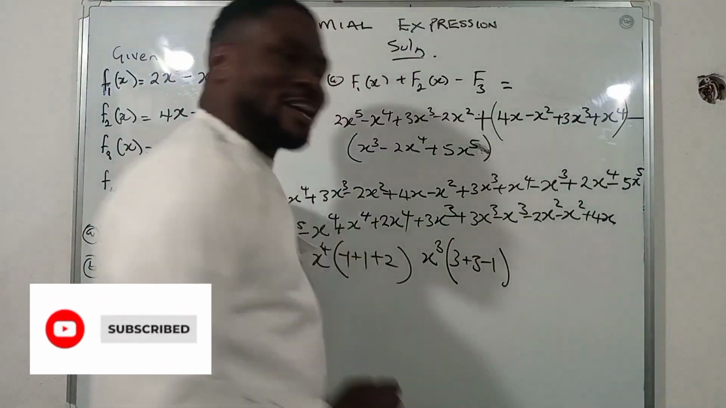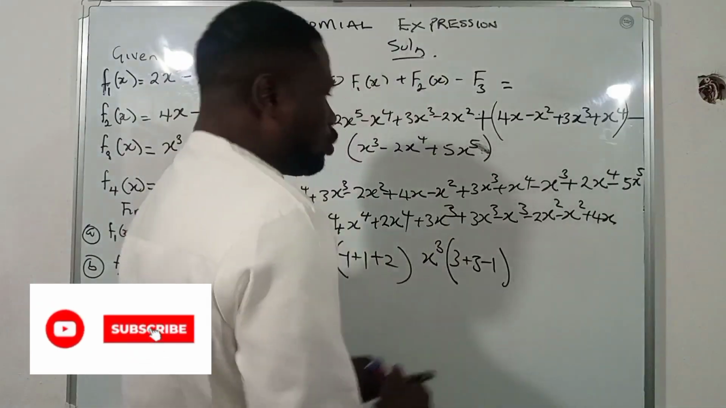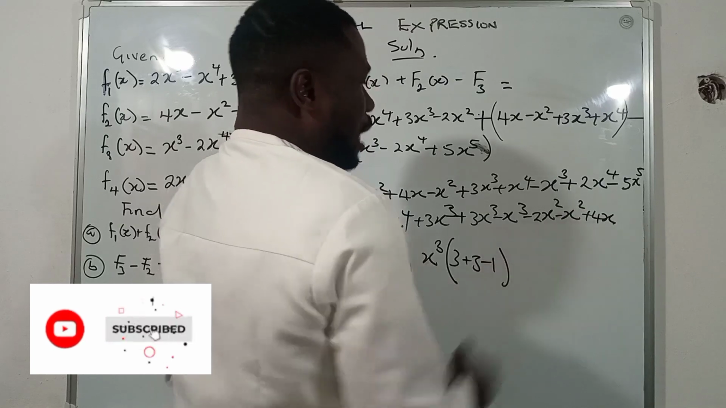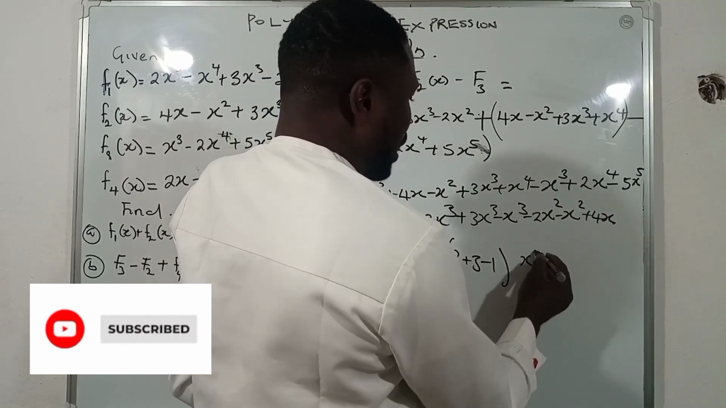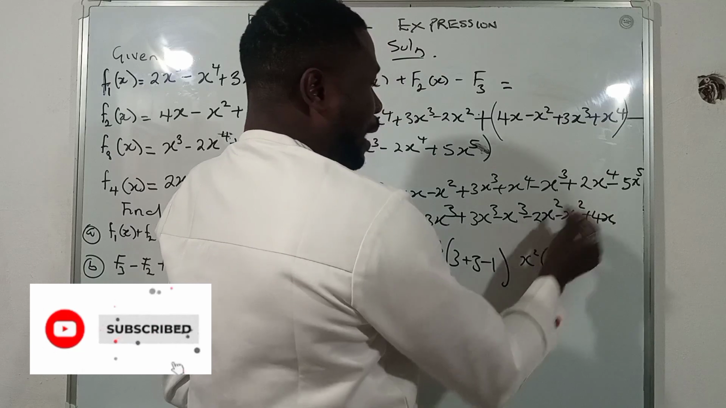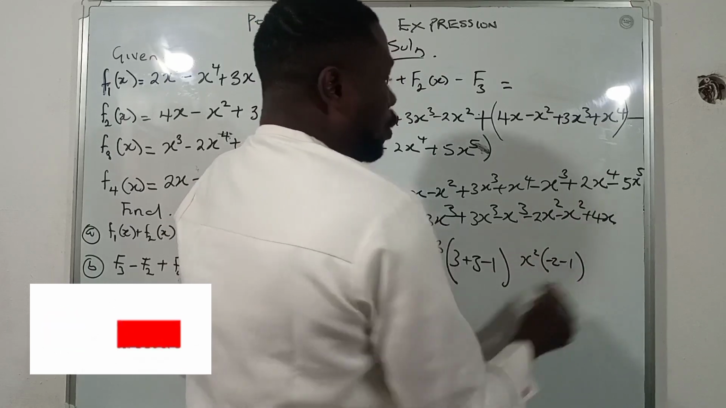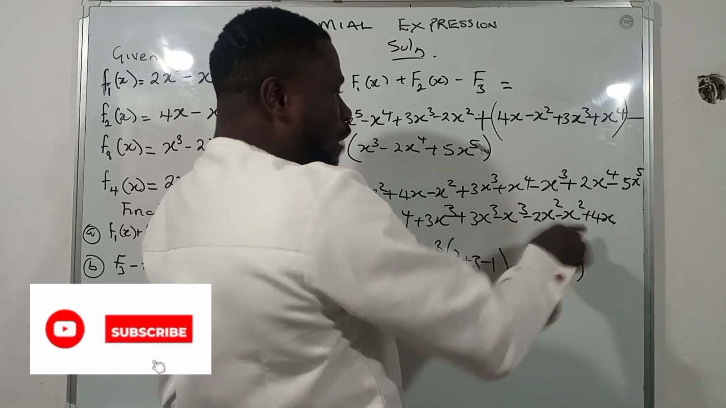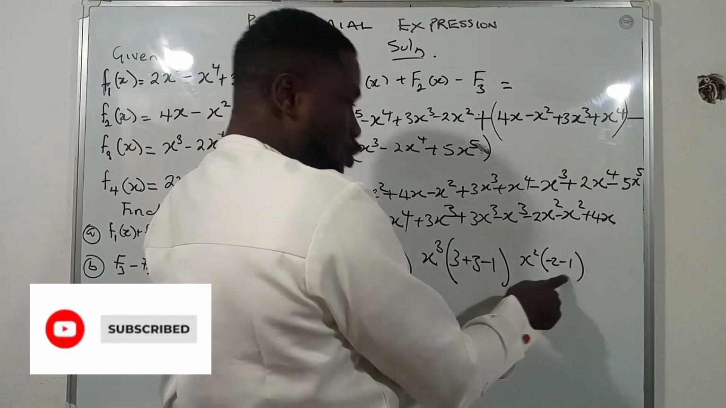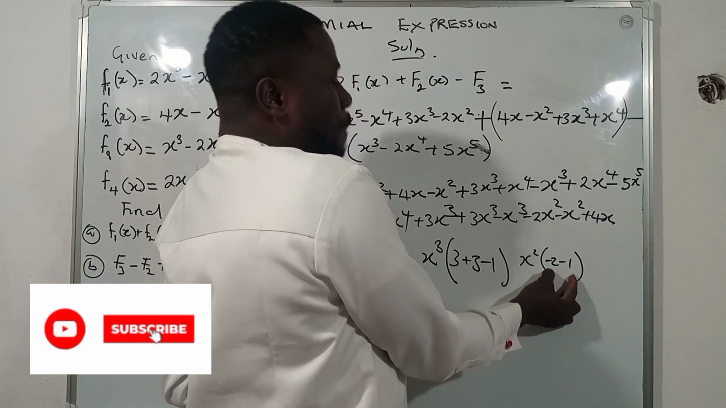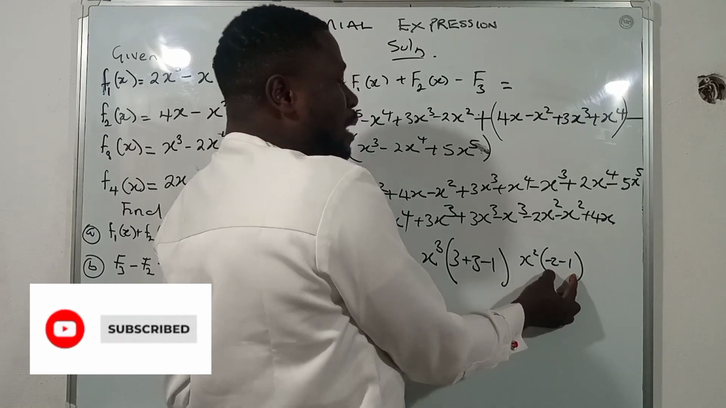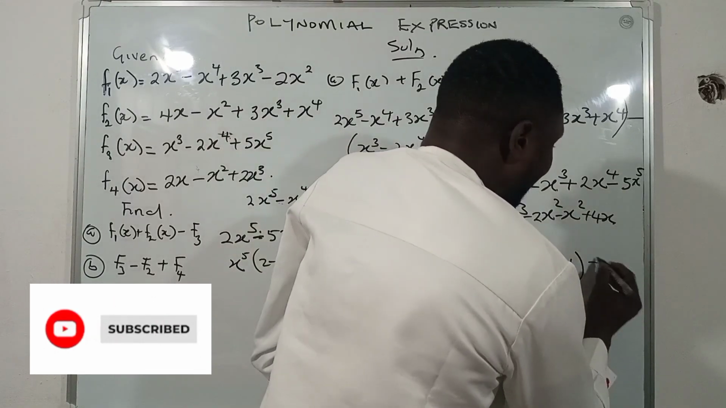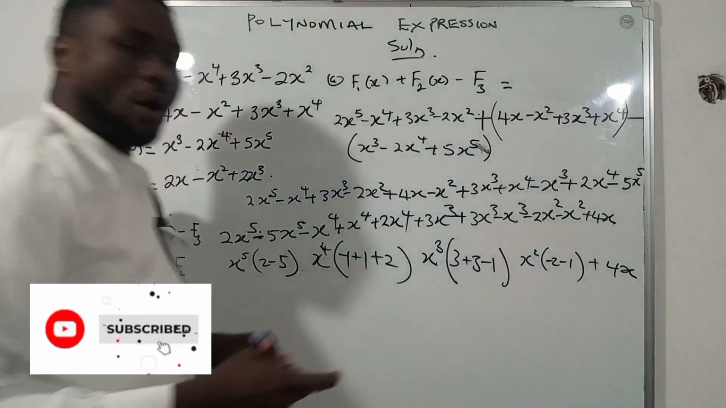Now, the next is x raised to power 2. There is x to power 2 here, there is x raised to power 2 here, and so you can possibly say x raised to power 2 in a bracket into the bracket of minus 2 minus 1. Why? Because the coefficient of this x to power 2 is minus 2, the coefficient of this x to power 2 is minus 1, and so we have to place minus 2 and minus 1 in the bracket, while the x to power 2 is outside. And then what we will have left here is 4x, because 4x is alone.